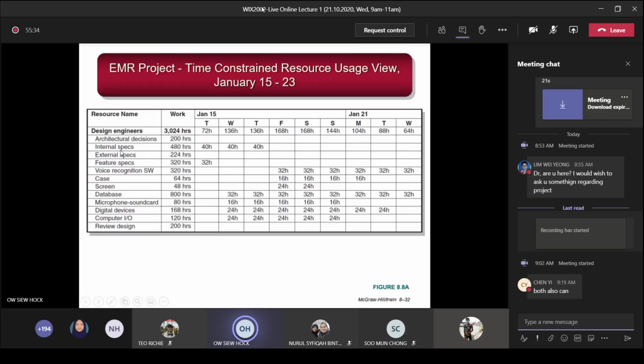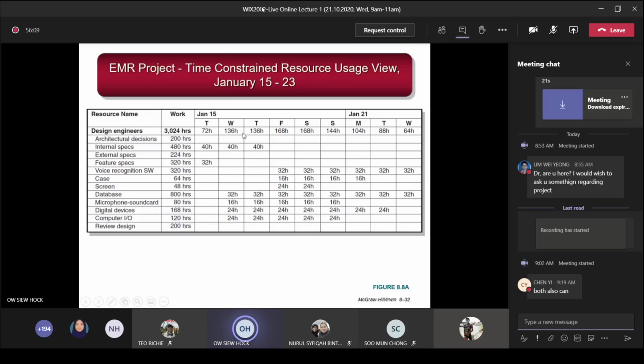this period. And then for internal specification, the total is 480, but it's spread across this period, you have 40 hours here. And external spec along this period is not needed, maybe other periods. Feature spec, you need 32 hours for this on this day, January 15, and so on. So this is a portion only, not a complete one. So here, if you add up this 40 hours plus 32, here is the total of 72 hours on the 15th of January. So on the 16th of January, you need this one here, 40 hours, 32, 16, 24, 24.